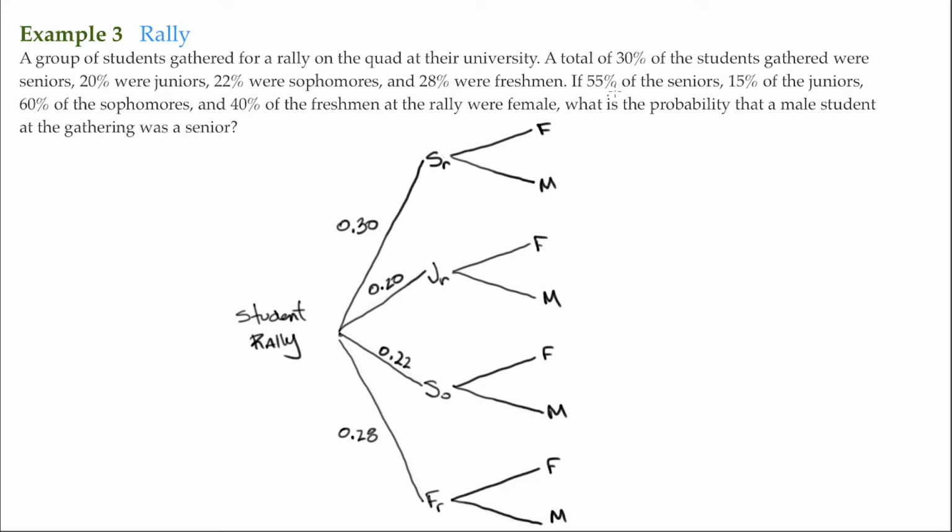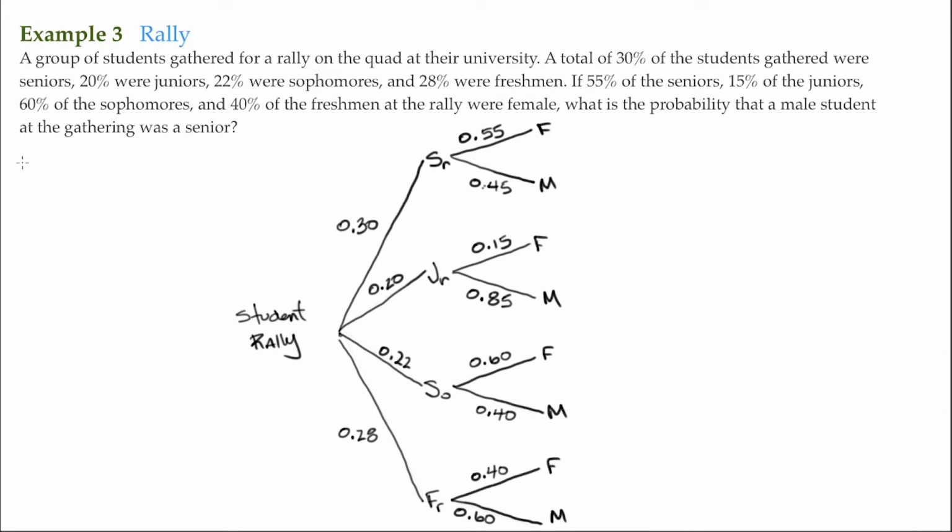For the seniors, 55% of the seniors are female, so I'll put in 55%. If 55% were female, then 45% were male. 15% of the juniors are female. That, of course, means that 85% were male. 60% of the sophomores were female, 40% male, and 40% female for the freshmen, 60% male. So here is our 3 sentences broken down into this tree diagram.